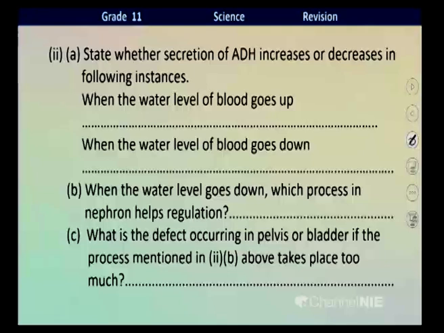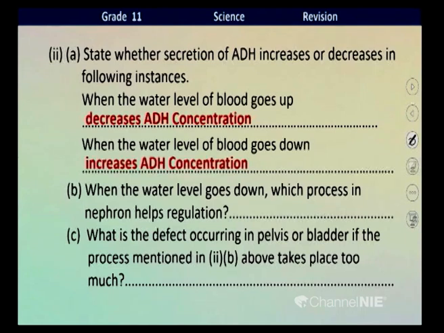State whether secretion of ADH increases or decreases in the following instances. When the water level of blood goes up, ADH concentration decreases. When the water level of blood goes down, ADH concentration increases.